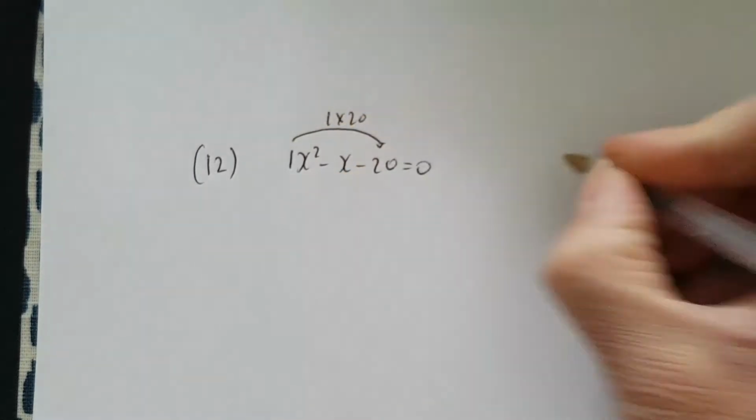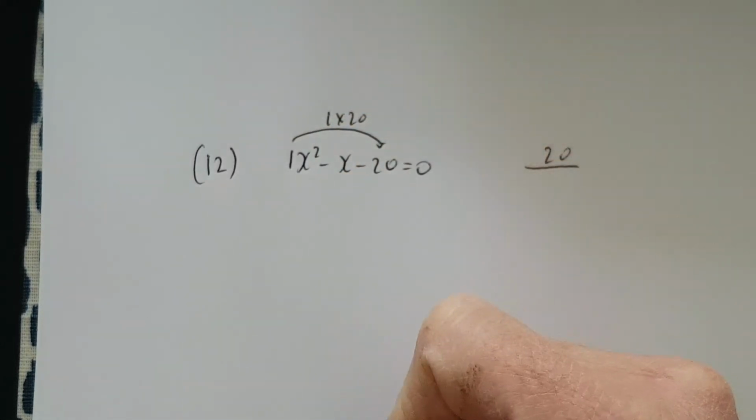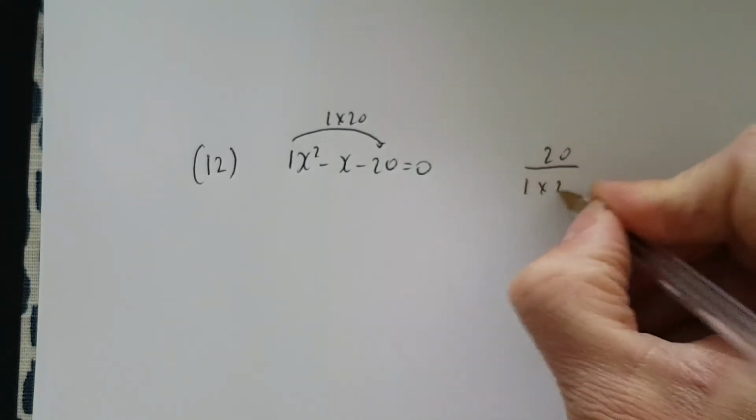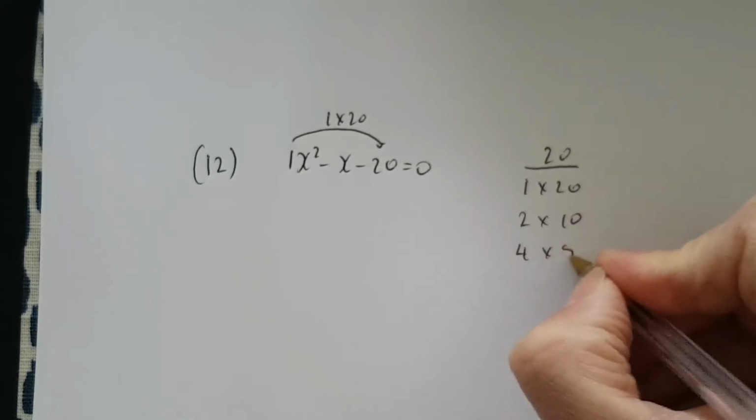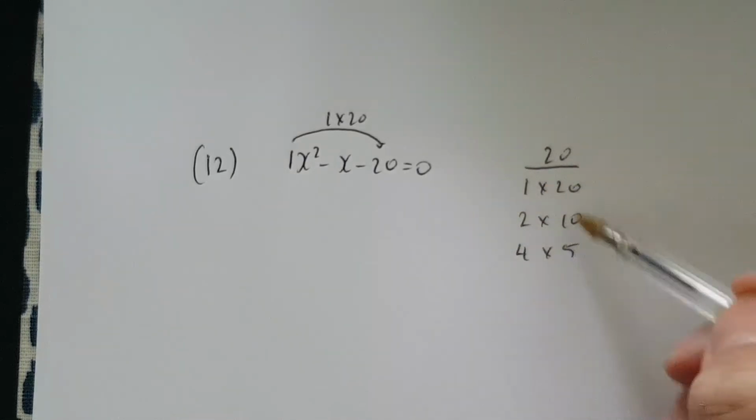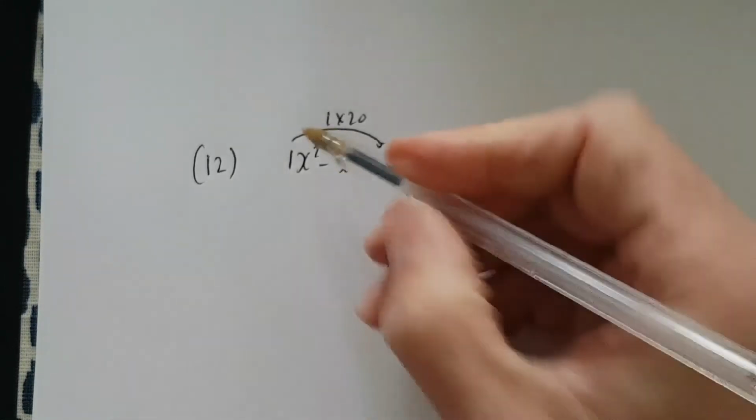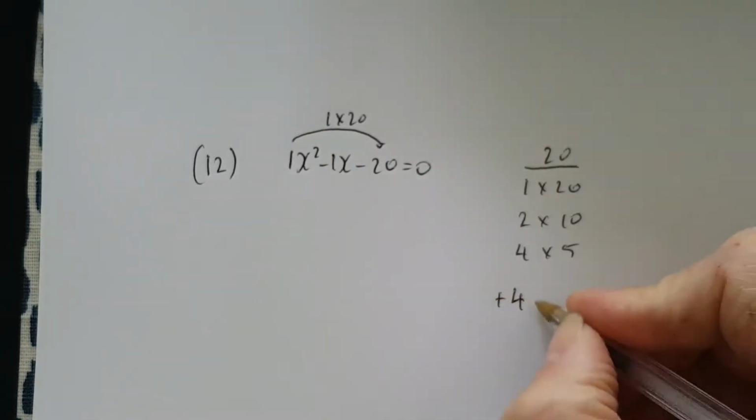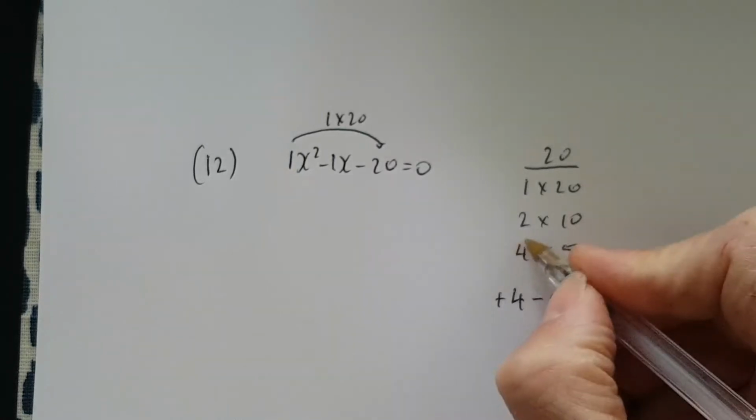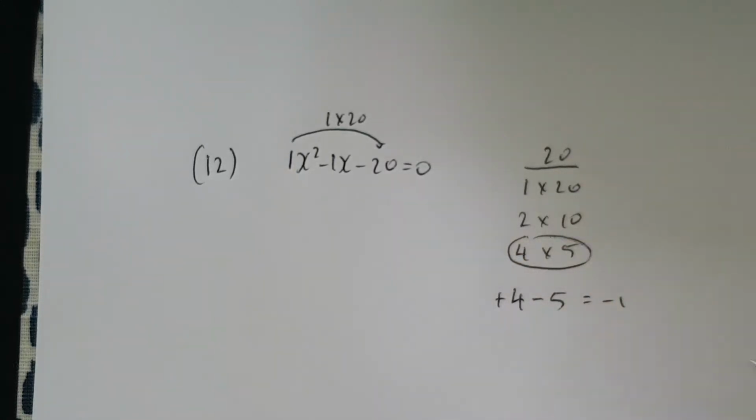So 1 times 20 gives me 20 as our guide number. And we look at the factor pairs of 20. 1 by 20, 2 by 10, and 4 by 5. Now we need one set of these factor pairs to add or subtract to give minus 1x. And that's going to work out to be plus 4 minus 5 equals minus 1 using the 4 and the 5. Okay? And you can see that plus 4 multiplied by minus 5 will give the minus 20. So I know that's going to be correct.